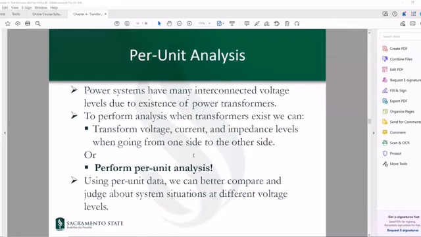And then once we're done with per unit analysis, we can take all the units back to their actual physical units. That's the main reason we're performing the per unit analysis.